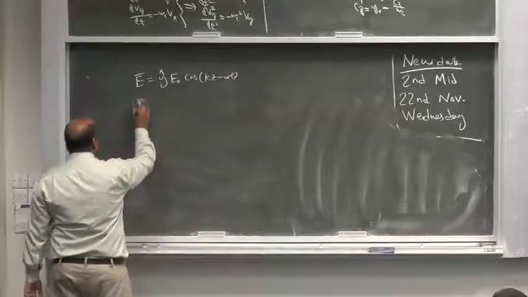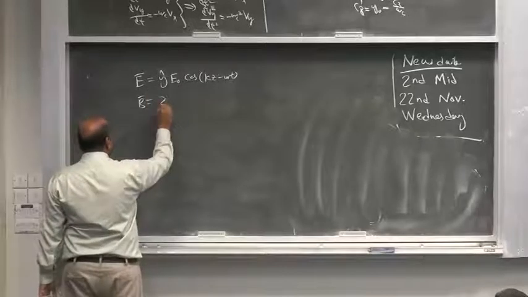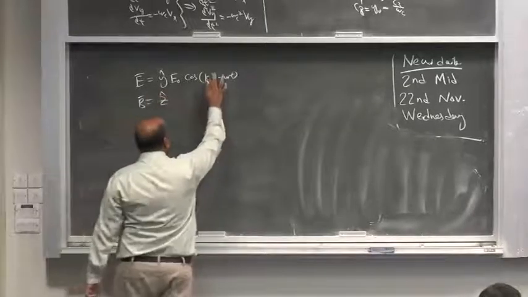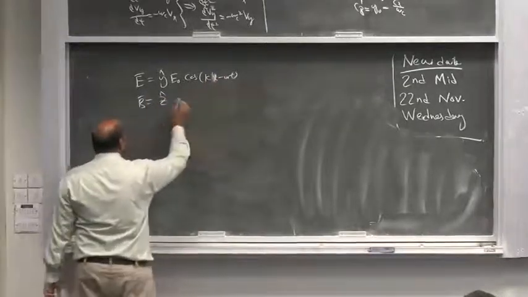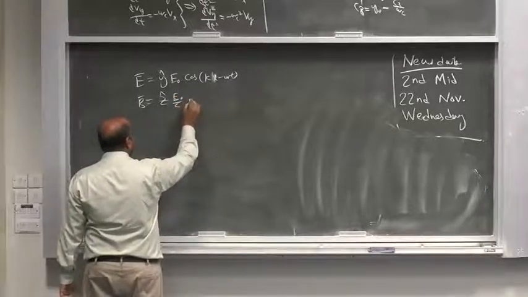And the magnetic field associated with this plane wave is, let me take it along the z-axis, so this will then be x. So this is E naught over c.